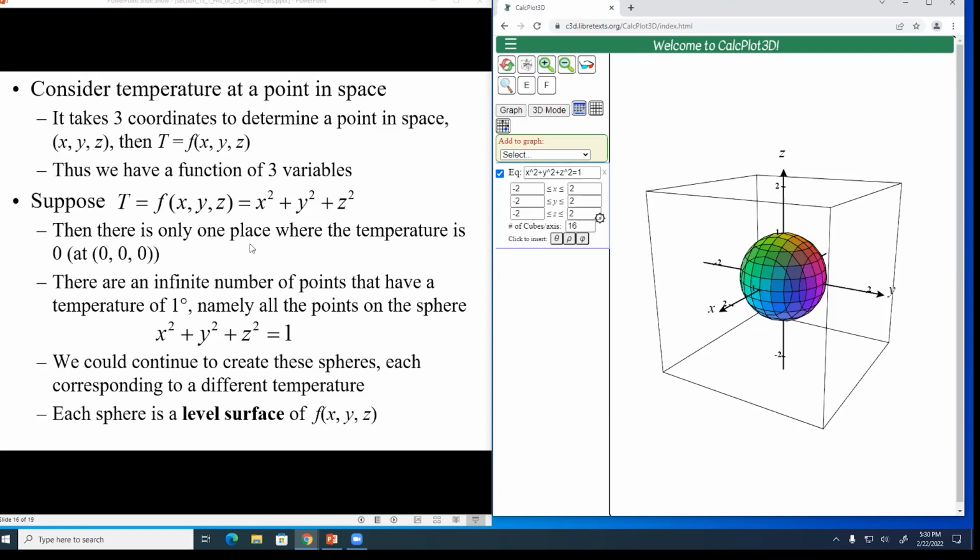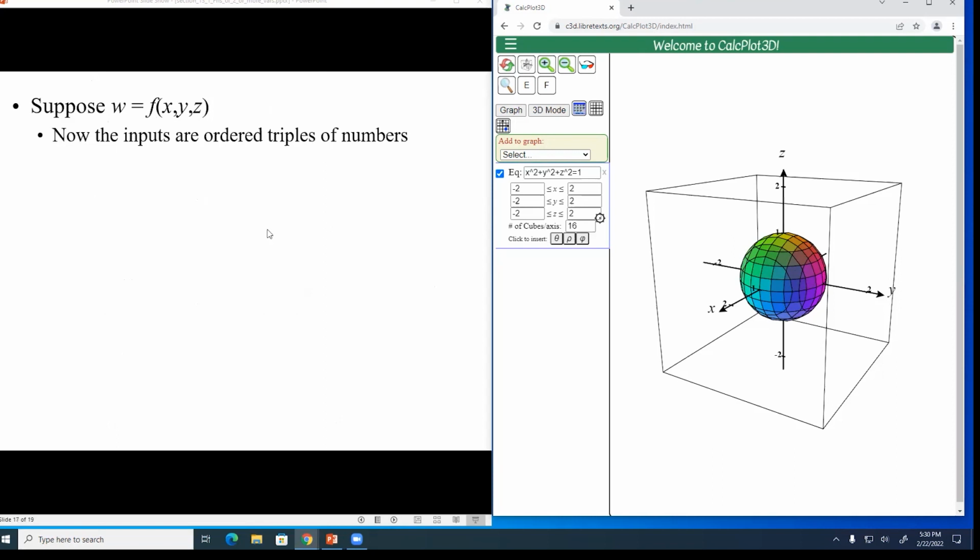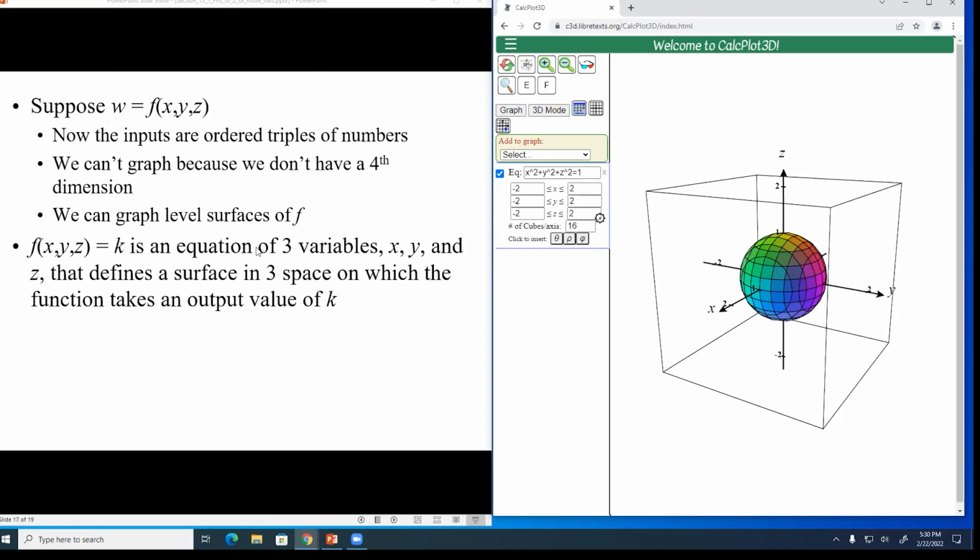All right, so we got level curves, now we have level surfaces. This next slide, again, is just the definition of level surfaces. I don't want you to be worried about the definition. All I care about is that you understand what they are.